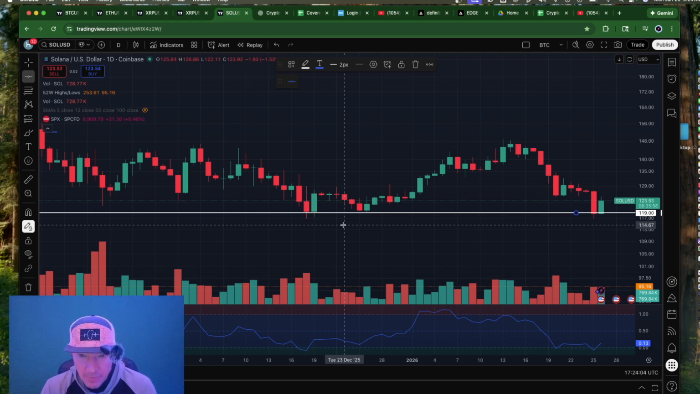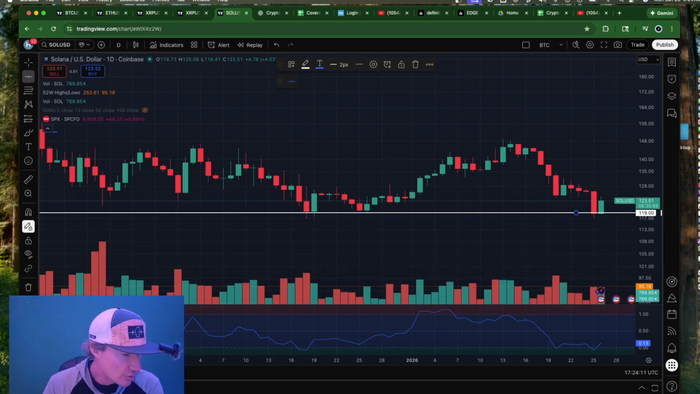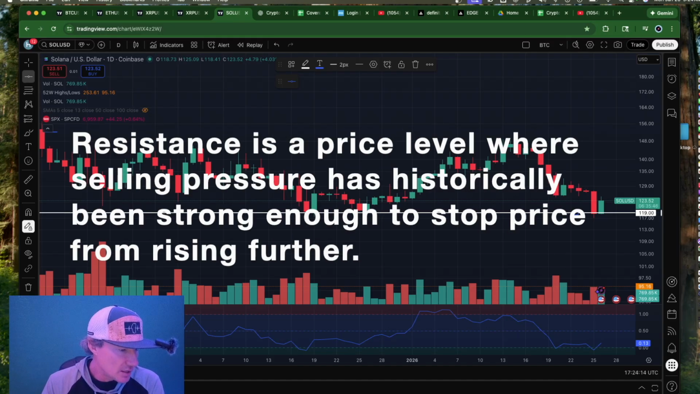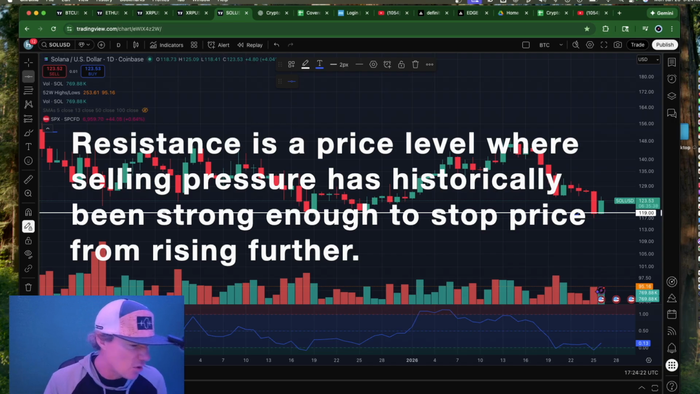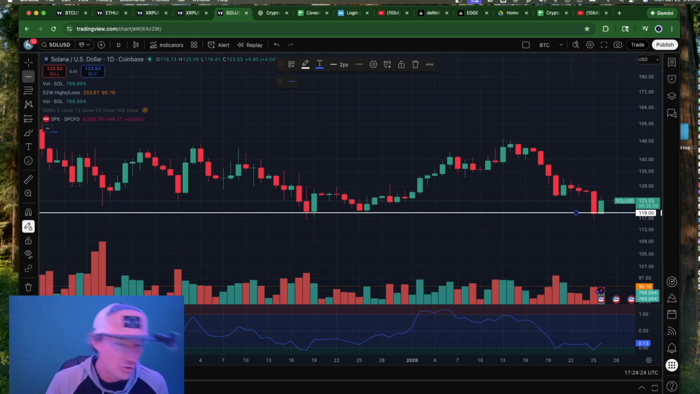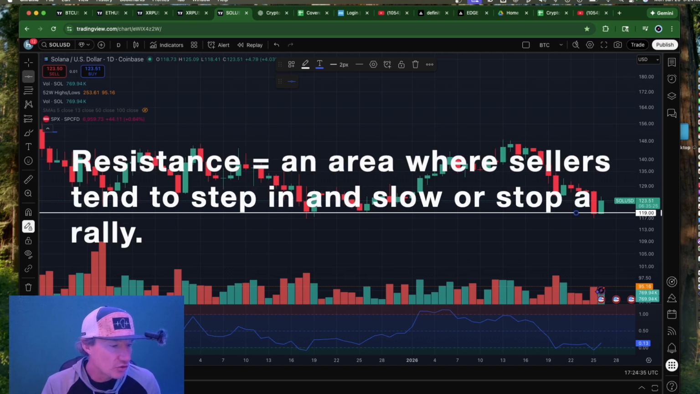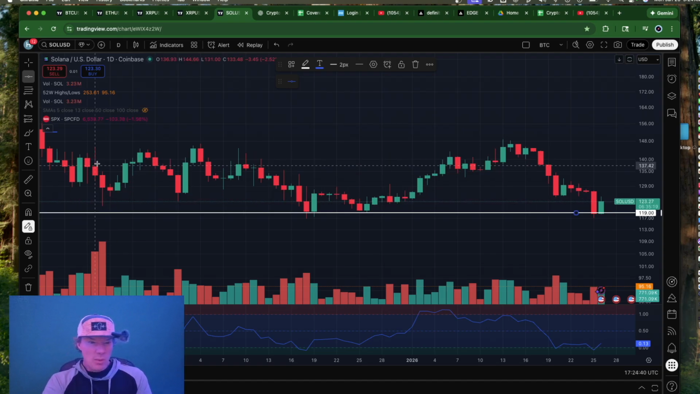Okay, next, what is resistance? I'm going to read you the definition. Resistance is a price level where selling pressure has historically been strong enough to stop price from rising further. The short answer: resistance equals an area where sellers tend to step in and slow or stop a rally. It's that simple. Let's go back to our chart.